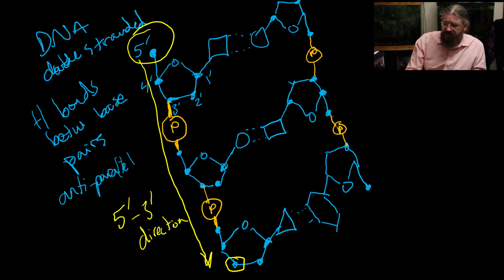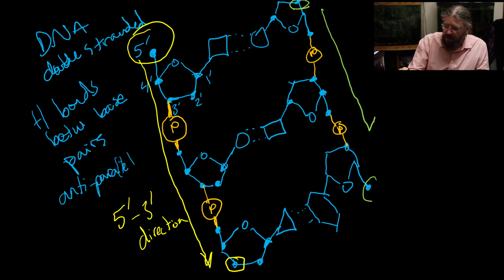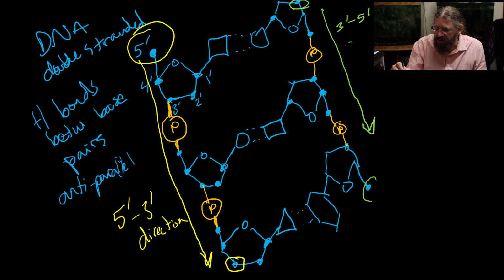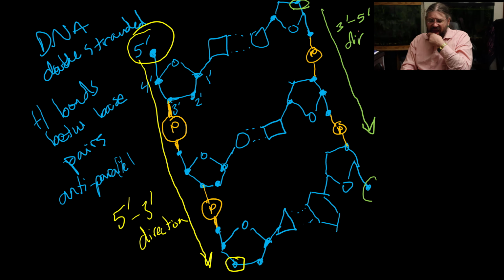This is anti-parallel. It's running in the opposite direction. So if you look at one end, we see this terminal end here with the 3' and this terminal end down here with the 5'. And so this strand is running in the 3' to 5' direction. So that's how these work.